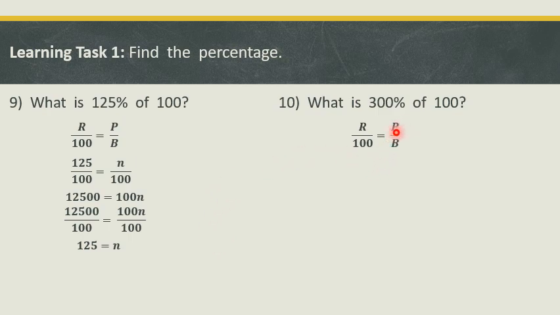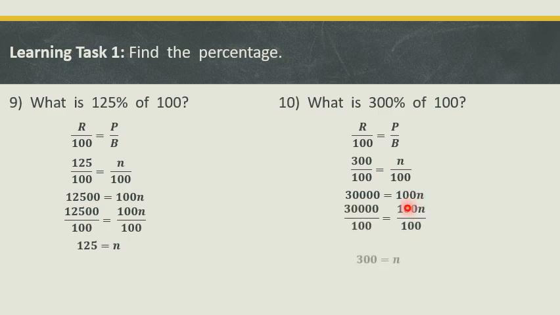Then, last, number 10. So, what is 300% of 100? So, R natin is 300%. Ang 100 natin is our base. So, 300 over 100 equals n over 100. Then, we will apply cross-multiply. So, 300 times 100 is 30,000. 100 times n is 100n. Then, we will divide both sides by 100 and our answer will be 300.